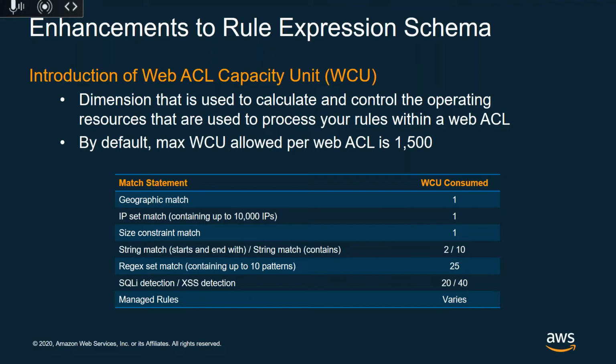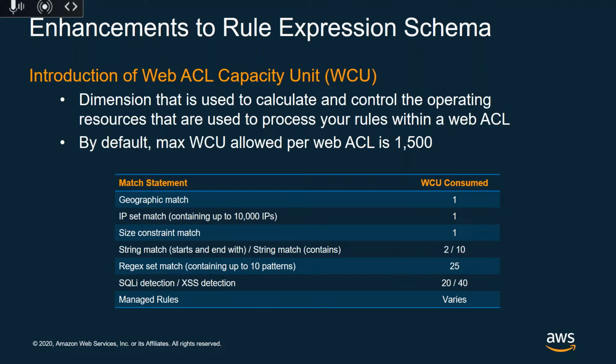And we did that with the introduction of the Web ACL Capacity Unit, or a WCU. This is a dimension that is used to calculate and control the operating resources that are used when you are processing your rules within a web ACL. By default, the max WCUs that you're allowed is 1,500. And to think about how that limit might apply to your usage of WAF, different types of rules have different levels of computational complexity.